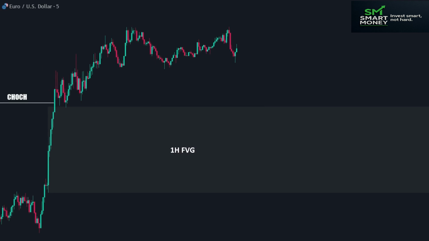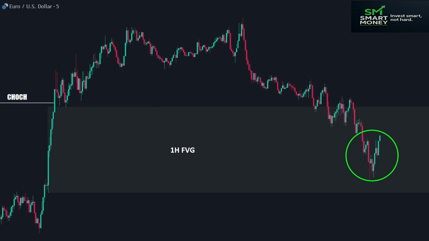Now, with the 5-minute chart on the screen, you can see that after price tapped into the higher time frame fair value gap, it immediately showed rejection, confirming that price is respecting the higher time frame imbalance. That's your first layer of confirmation.